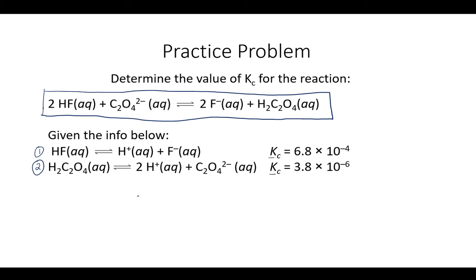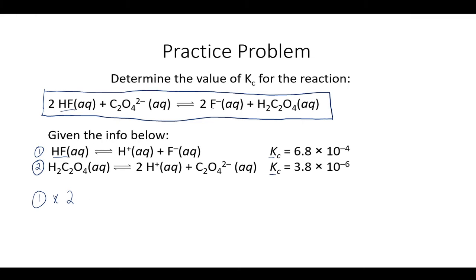Okay, so the strategy here is to figure out how exactly I have to manipulate these reactions 1 and 2 to yield overall this reaction that I want. Hopefully you can see, just looking at HF, well, here's HF, and there's 2 of them. Here's F minus, and there's 2 of them. I probably have to multiply reaction 1 by 2.